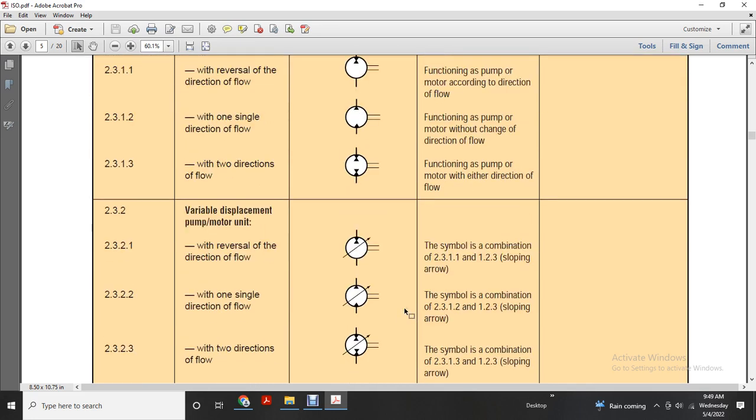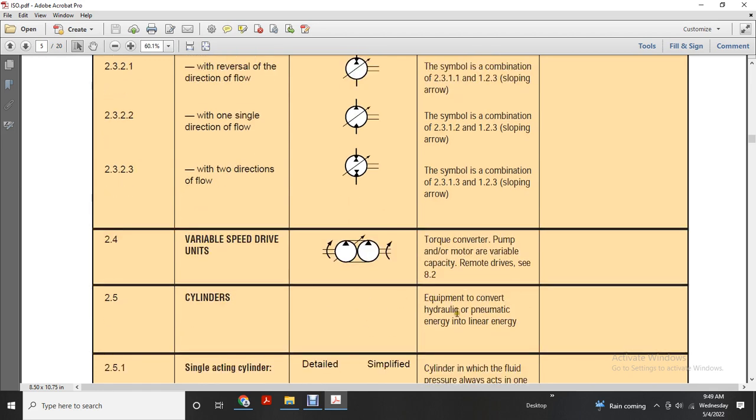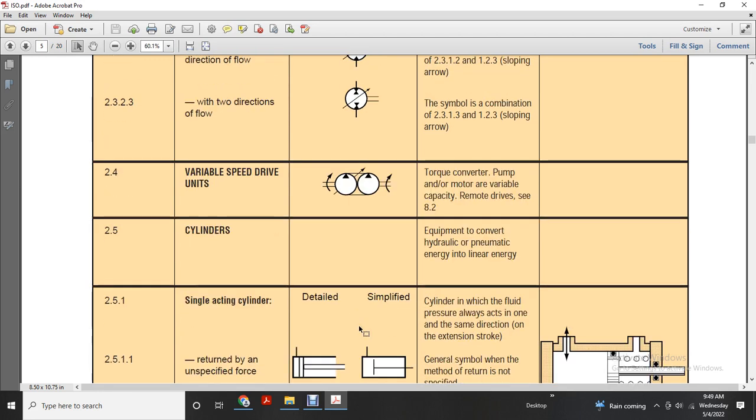Variable displacement reversible directional flow, with single one directional flow, with variable displacement pump motor two directions of flow. Variable speed drive, a converter with a pump and motor. Variable capacity remote drives. Cylinders are equipped to convert hydraulic or pneumatic energy into linear energy.